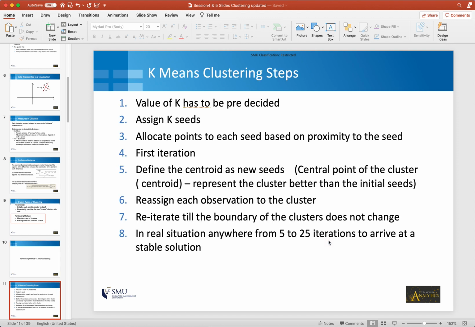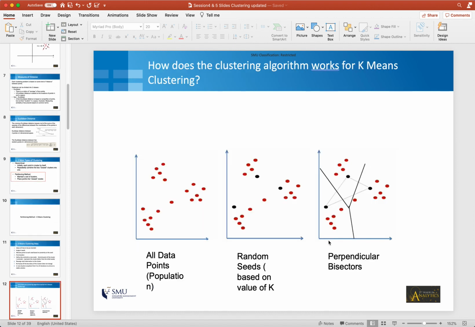So before going through these steps of k-means clustering, I want to take you through an example visually, and that will make the algorithm very clear. So let's get started.